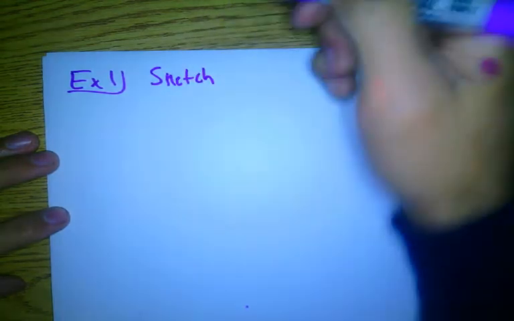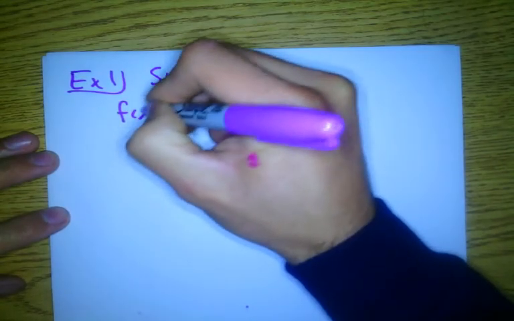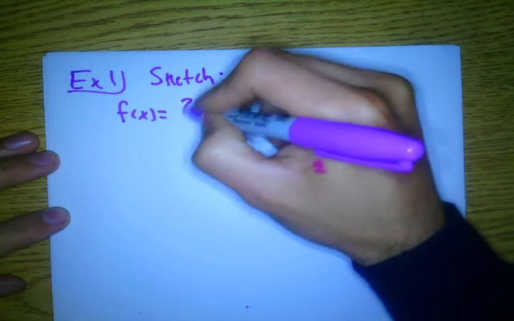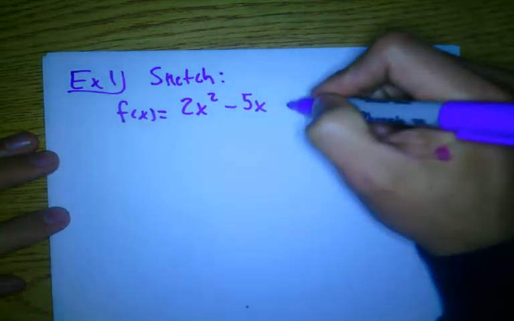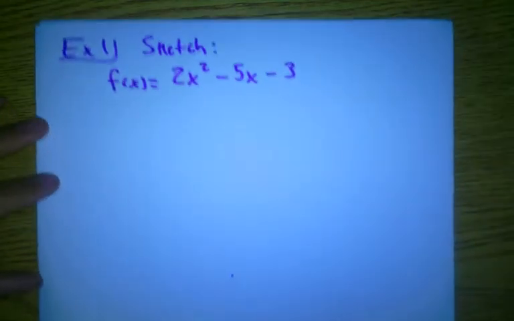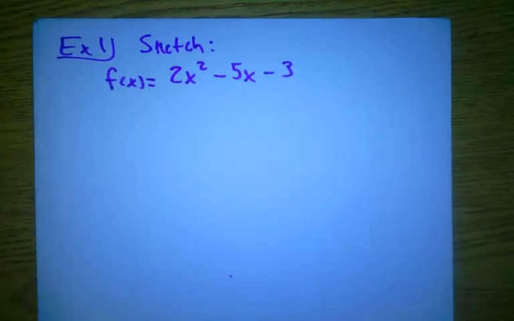Sketch the following quadratic. F of x is equal to 2x squared minus 5x minus 3. Okay? All right. I need to figure out 2 things. The x-intercepts, if applicable, and then I need to figure out the vertex. We're going to start out with what I think you should know how to find first, which is the x-intercepts.